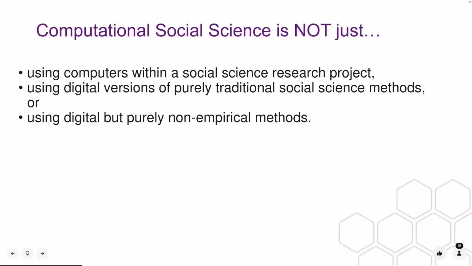So let's just go through a few points. So what is it not? Computational social science is not just using computers within a social science research project, nor is it just using digital versions of purely traditional social science methods. So it's not just using SPSS to analyze survey data, right?